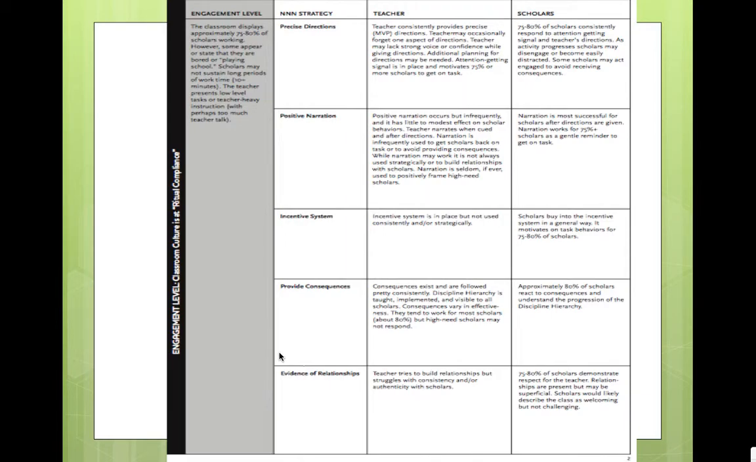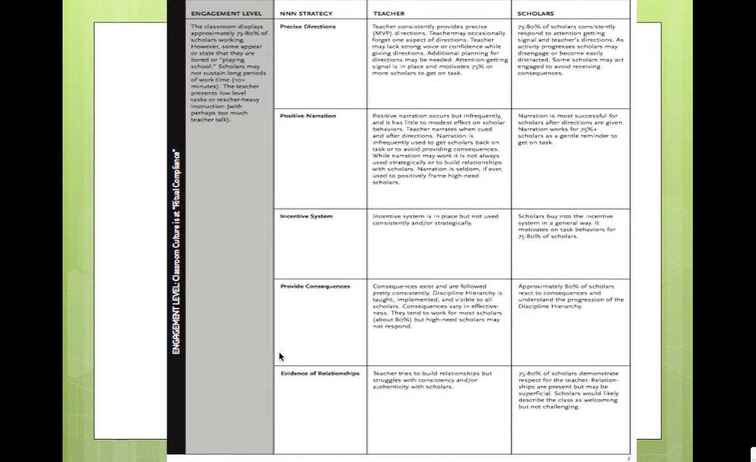The second of the 5 categories is ritual compliant. Please take a moment to read the engagement level descriptor located in the gray bar. As you see in this engagement level, 75 to 80% of scholars are on task. We will be getting those numbers through our baseline walkthrough form. Again, we see how the teachers and the scholars respond to the use of the No-Nonsense Nurture strategy.